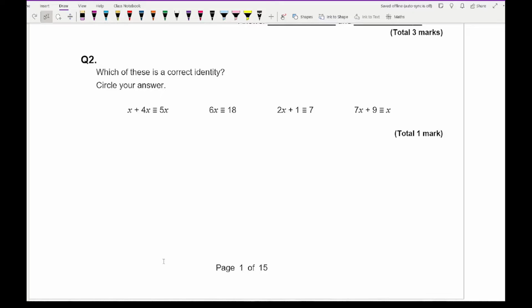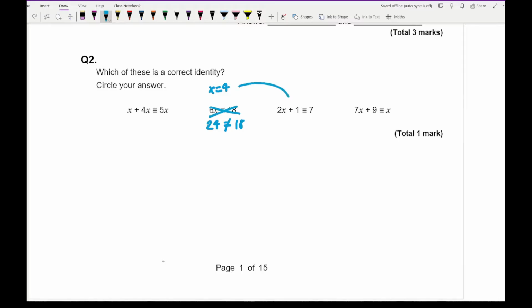So which is algebraically the same as the other side for all values of x? Well, it's definitely not going to be 6x triple bar 18, because if x equals 4, then this would be, let's say, and I've completely made x equals 4 up, so here that would be 24, and that's not equal to 18, so that's definitely not going to be the case.